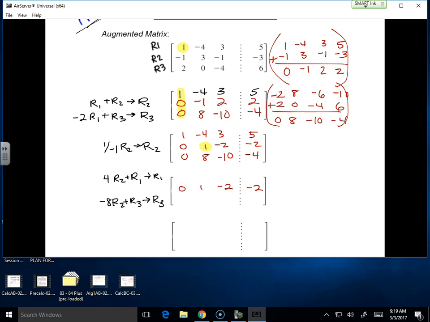Find some math caps, I'm doing the first row. 4 times row 2 plus row 1, element by element, or entry by entry. What's 4 times 0 plus 1? 4 times 0 is 0 plus 1 is 1, right? 4 times 1 is 4. Minus 4 is 0. 4 times -2 is -8 plus 3? -5. 4 times -2 is -8. -8 plus 5 is -3.